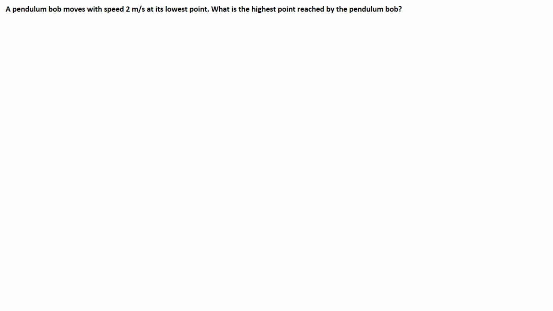Next, a pendulum ball moves with speed 2 meters a second at its lowest point. What is the highest point reached by the pendulum bob? We can write down the conservation of energy equation, stating that the initial potential energy plus the initial kinetic energy is equal to the final potential energy plus the final kinetic energy.